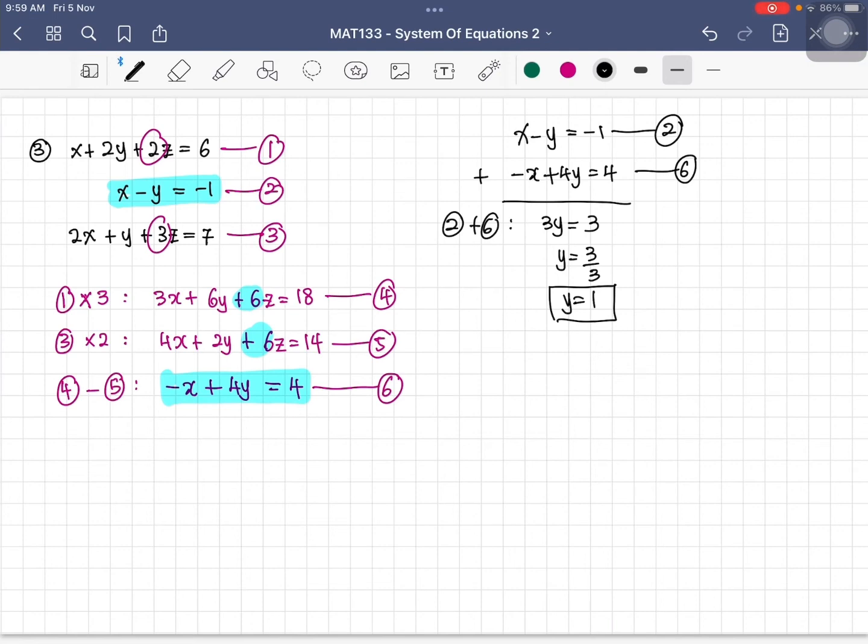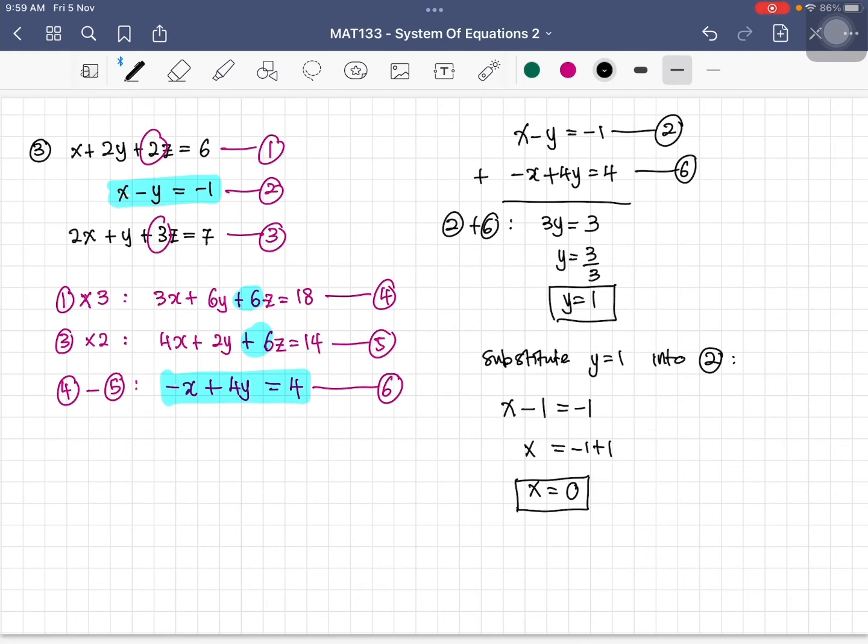Since we obtain the value for y, which is equal to 1, I need to substitute it into any of these two equations. Let's say I substitute y equal to 1 into the second equation. Therefore, I have x minus y, which is 1, equal to -1. Therefore, x is given by -1 plus 1, which is 0. So we obtain x equal to 0 and y equal to 1.